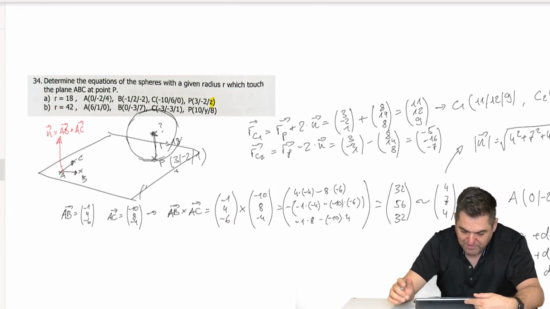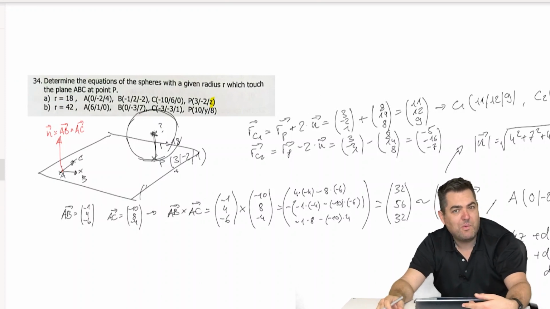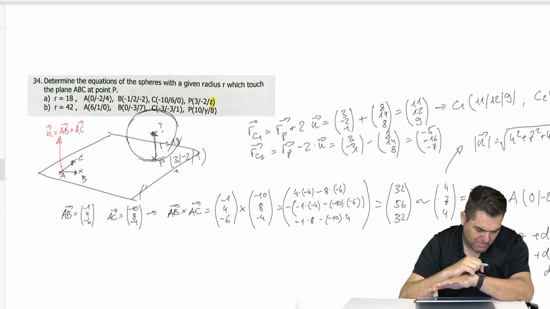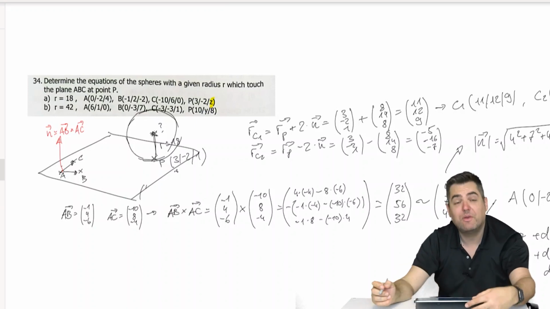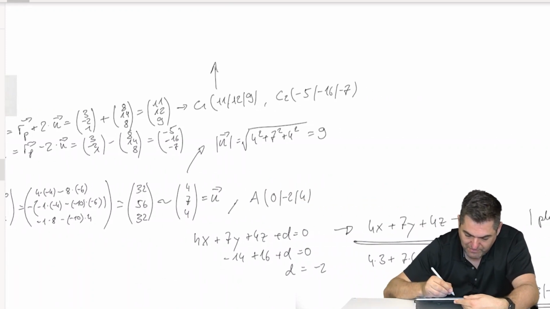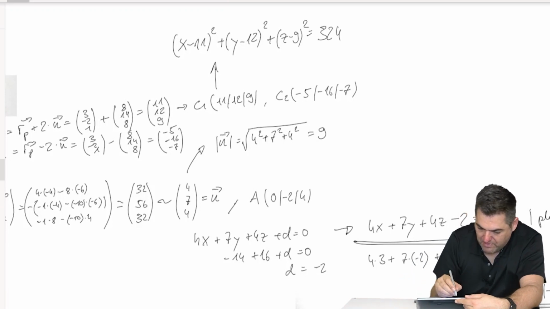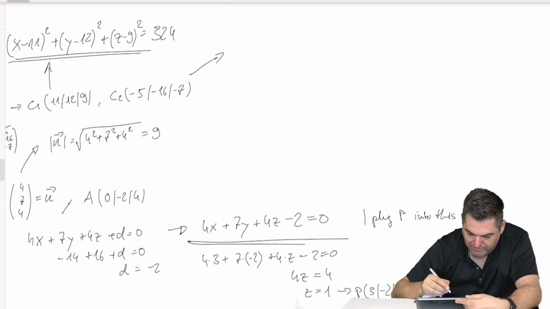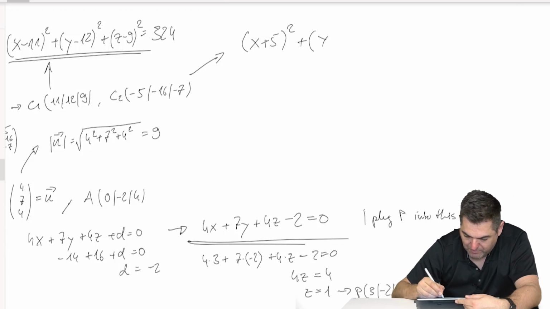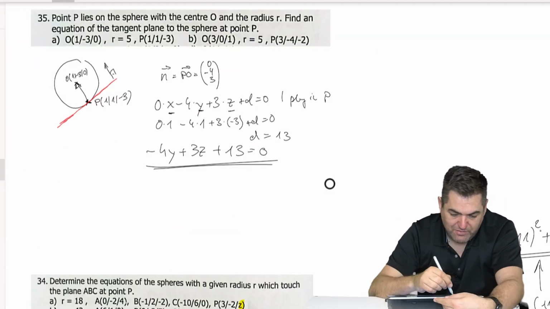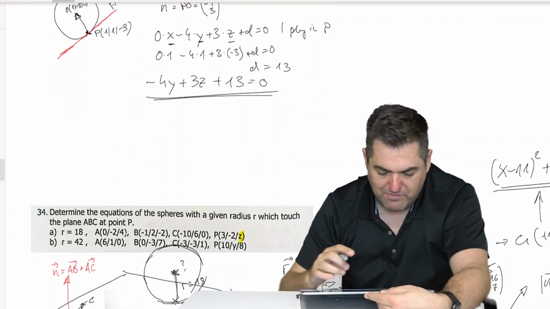So I have the center, I know the radius is 18, so I need to do 18 squared, which is... Wait, do I have a calculator here? 18 times 18 is 324. So first sphere is x minus 11 squared plus y minus 12 squared plus z minus 9 squared is 324. And the second sphere is x plus 5 squared plus y plus 16 squared plus z plus 7 squared is 324. And that's it. So I leave it to you to do the other two exercises here. Just do exactly the same with different numbers.